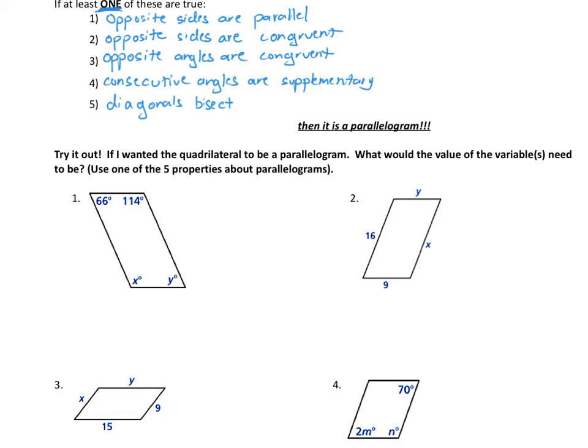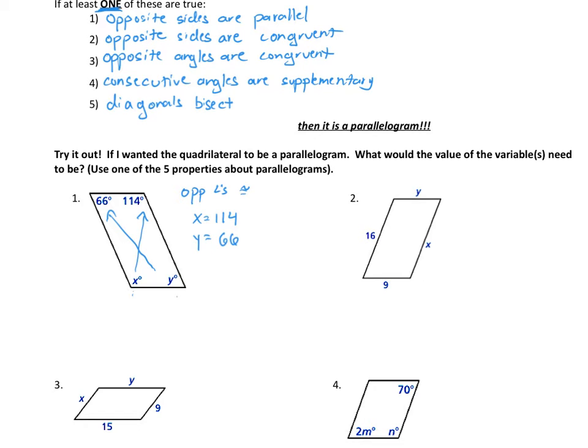Number 1, let's try some of this out. If I wanted the quadrilateral to be a parallelogram, what would the value of the variables need to be? Use the 5 properties of the parallelogram. Well, let's look at x and y. If I want this to be a parallelogram, the opposite angles have to be congruent. So x would have to equal 114 and y would have to equal 66 because those are the opposite angles of each other.